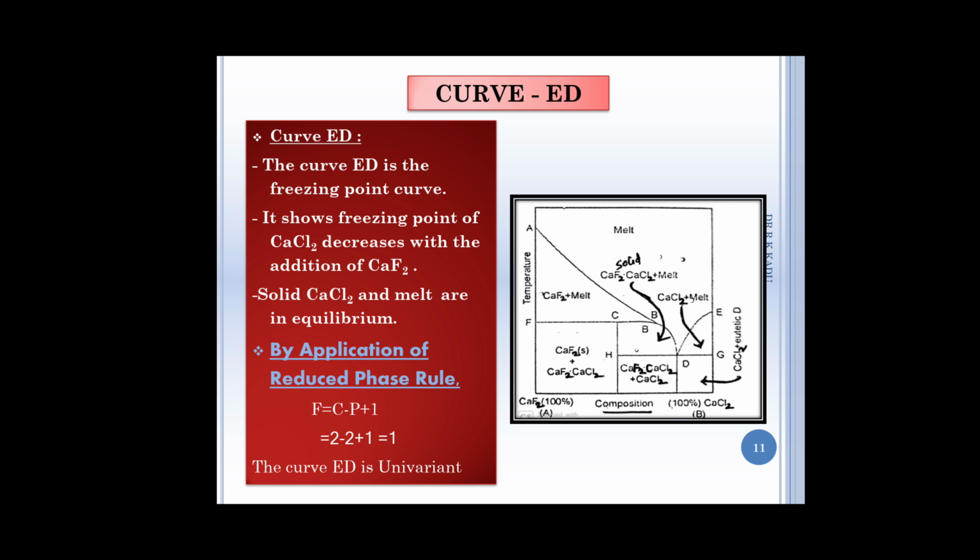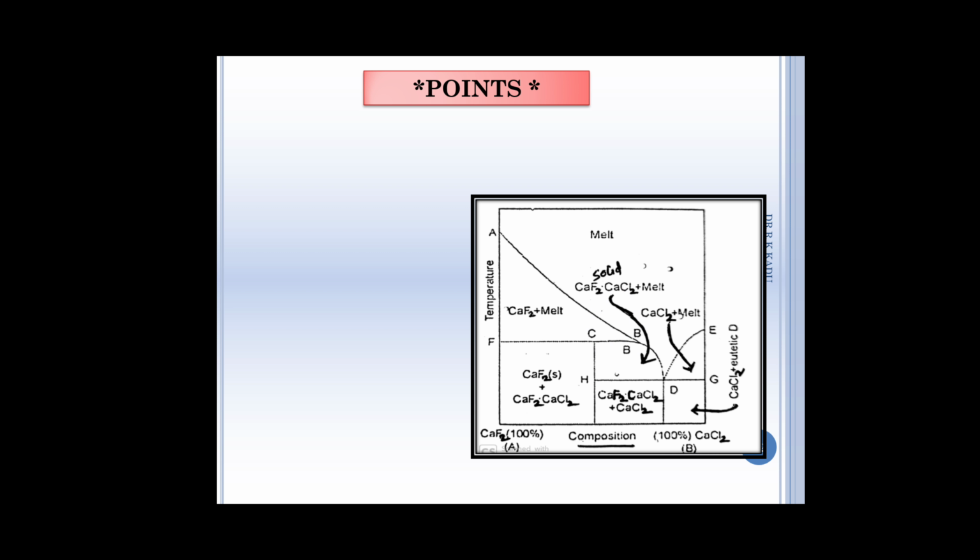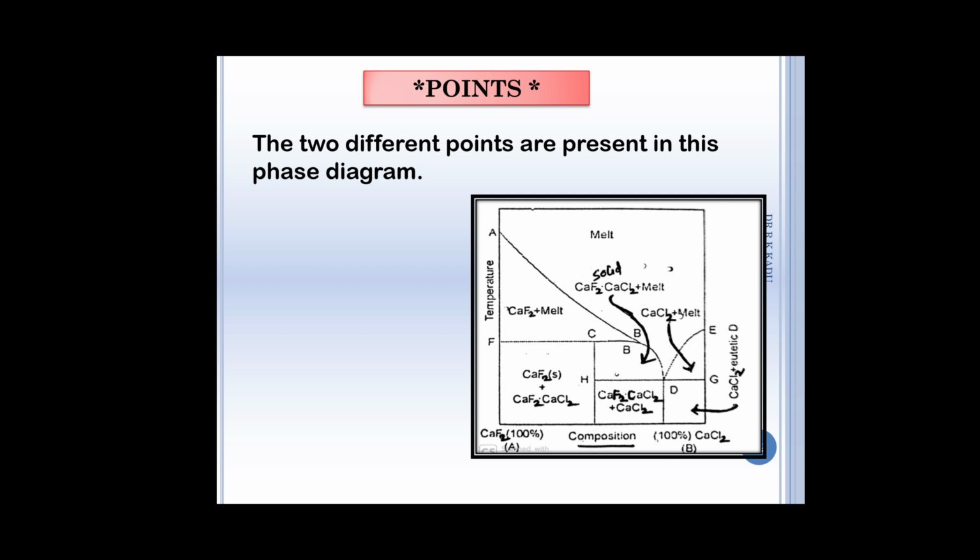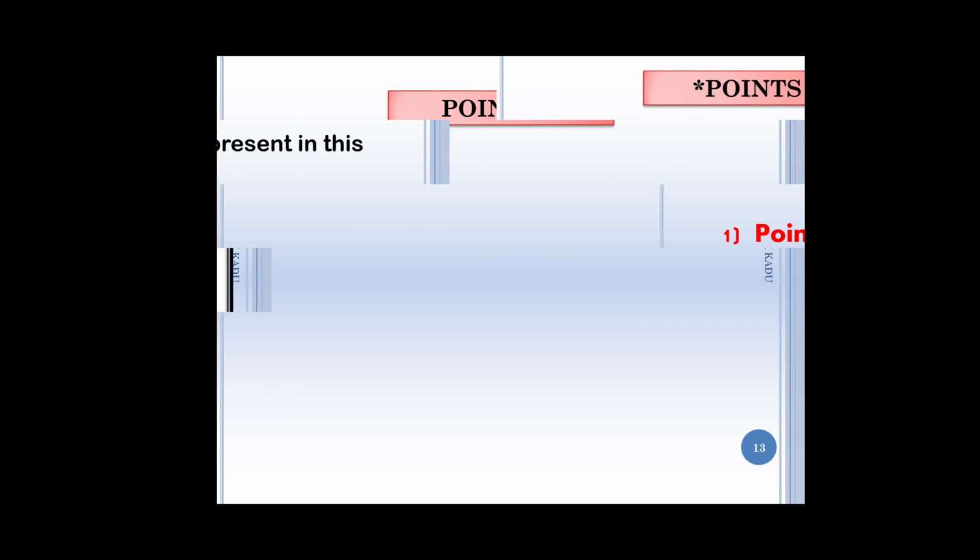After the whole discussion about the curves, we will move towards the points. So in this phase diagram, there are two different points present. The first is point B and the second one is point D. Now, let's see what information is hidden under point B and point D.